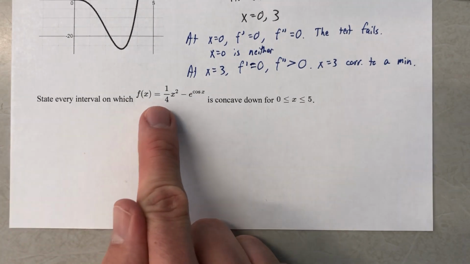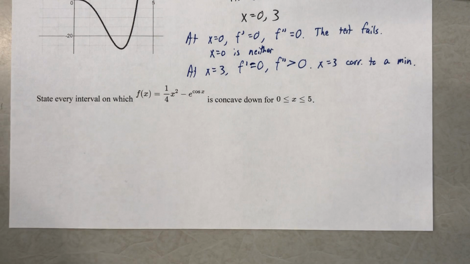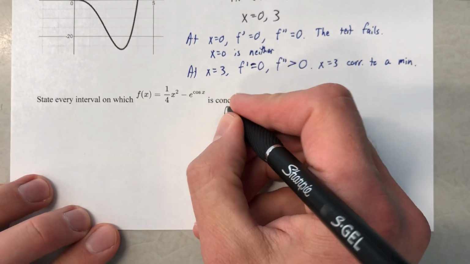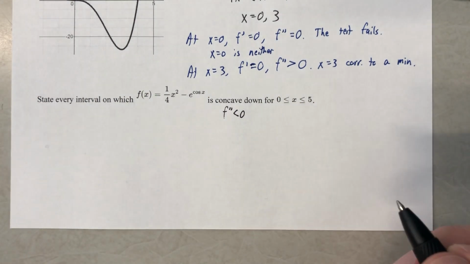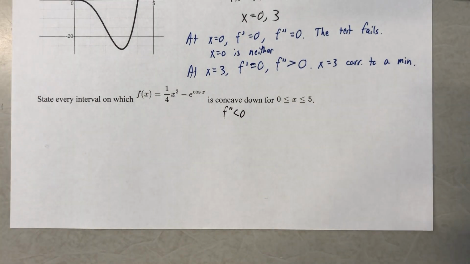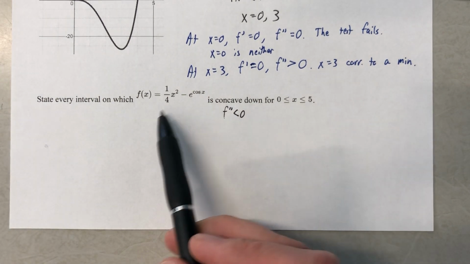State every interval on which this function is concave down. We are looking for where the second derivative is negative. I think that's worth writing. So second derivative is negative for this interval from 0 to 5. So we're going to write an interval or two that demonstrates where this is concave down.